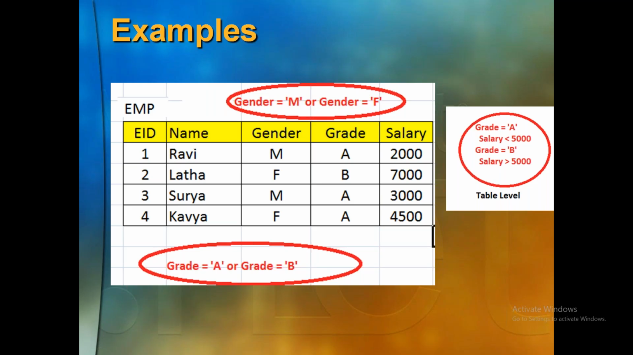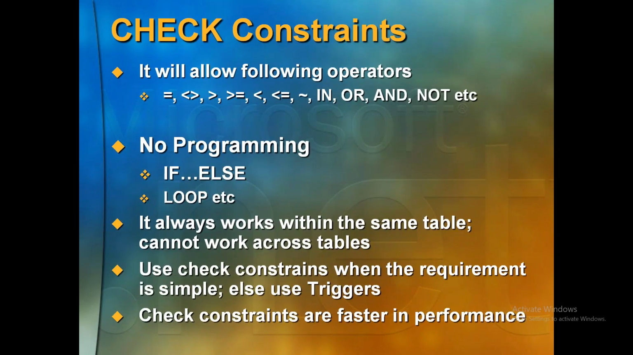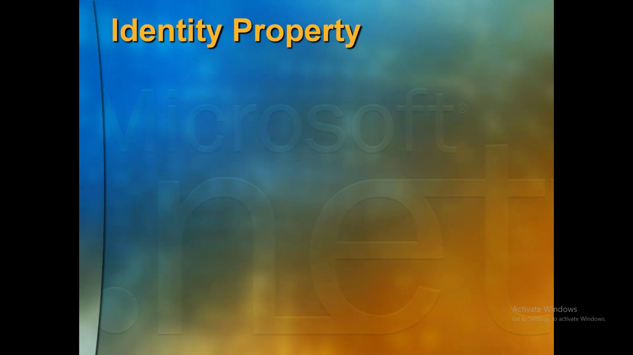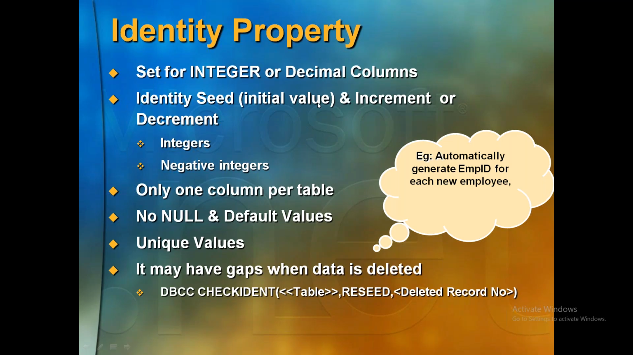So you can have column level and table level check constraints, and you can have multiple constraints per table. Clear? Whenever you insert the data, if you have these kinds of expressions, SQL Server is going to verify them one by one. That's what you need to understand. Now, the last concept is the identity property. It automatically generates an employee ID for each new employee. Clear?